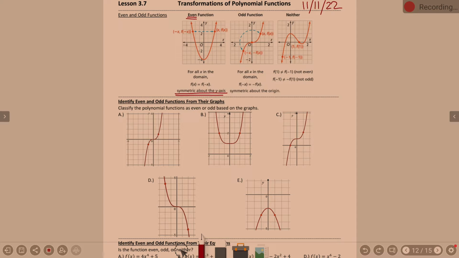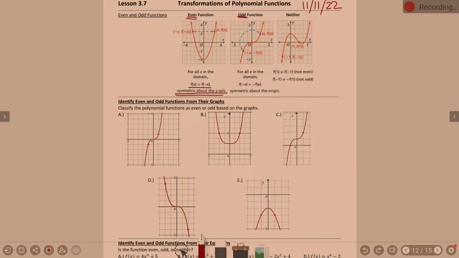Or, if we don't have a picture to look at, and we just have an equation to look at, then we will want to look to see if f of x, the given function, is equal to f of negative x. And I know that means nothing to you right now, but I will demonstrate that at the bottom of this page and help it make sense. Okay? But that's the information of how we know if a function is even. As opposed to, how do we know if a function is odd?